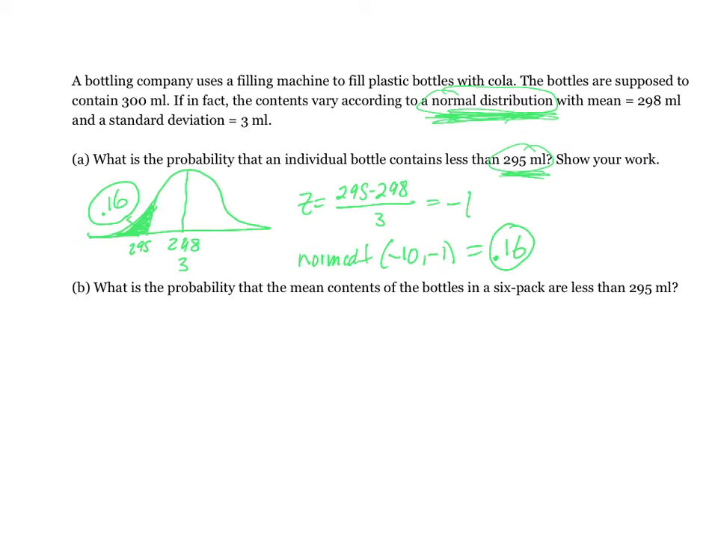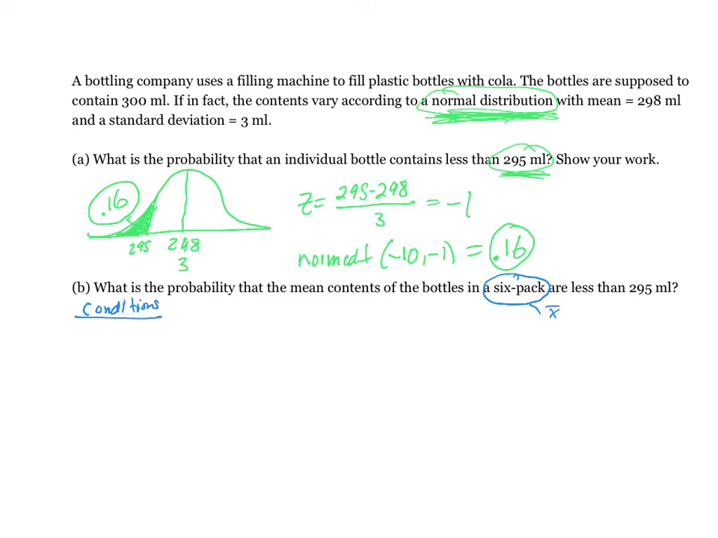Part B is going to talk about a sampling distribution, though. B says, what is the probability that the mean contents of the bottles in a 6-pack are less than 295 milliliters? So now I'm not talking about one bottle anymore. I'm talking about a 6-pack. So now I'm talking about a sampling distribution, because in that 6-pack, I'm going to find the average amount in the bottle.